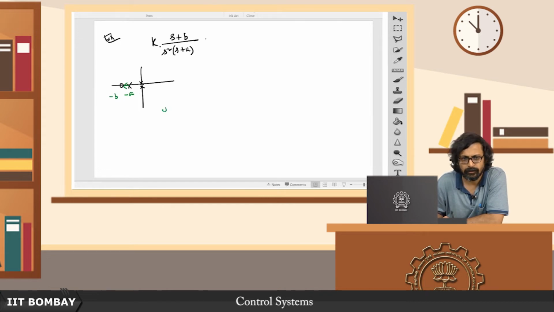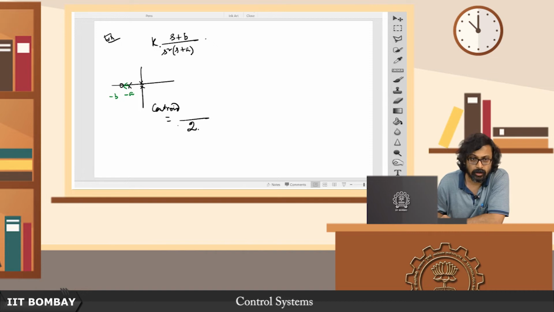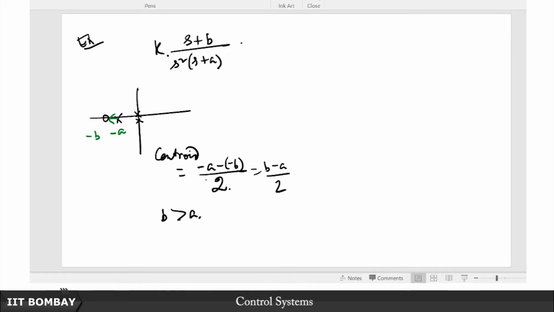So where is the centroid? The centroid, that is the point of intersection of the asymptotes, is given by, of course, the number of poles minus the number of zeros, which is 2. Now you have minus a minus of minus b, which is (b minus a) by 2, but crucially here b is greater than a, so here we have b greater than a greater than 0. Therefore this is positive. So now this centroid is somewhere over here, so your asymptotes are these. Now your root locus will look something like this.